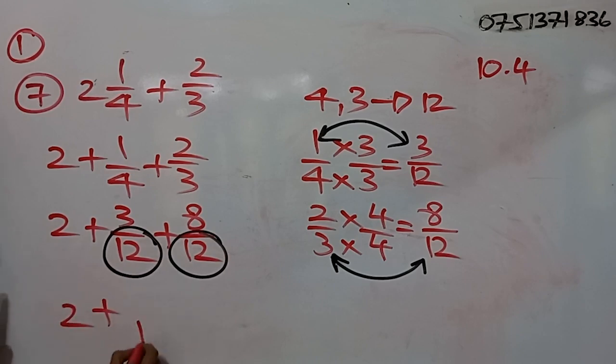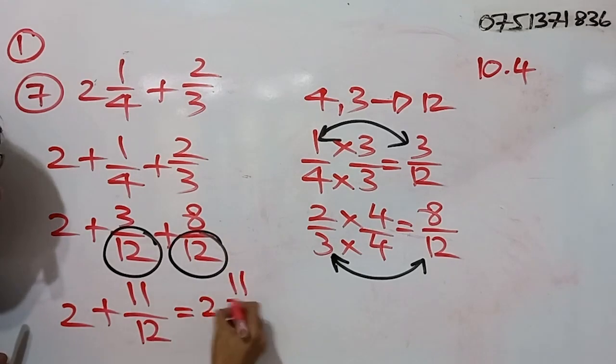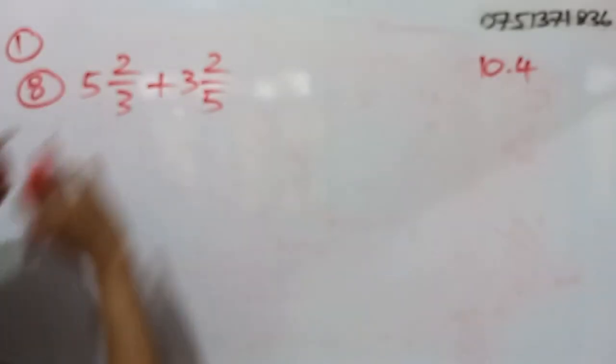So 2 plus, the denominator is 12. What will be the numerator? 11. So now I can simplify these two as what? 2 and 11 by 12. Right, part 8. So we have to add these two fractions.